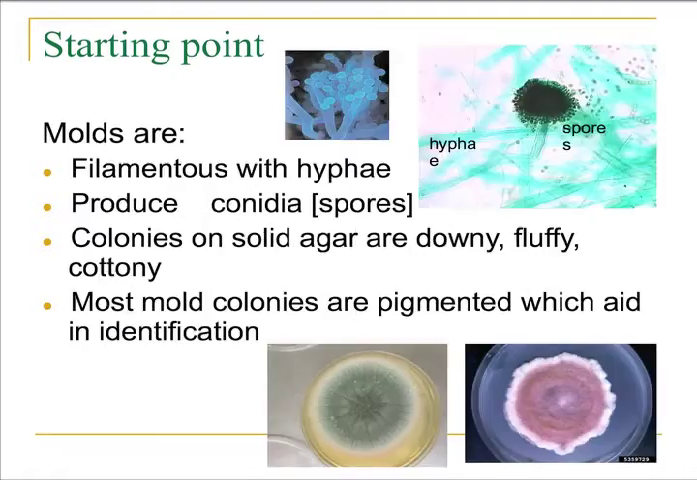On the next slide, we will talk about what molds basically look like. Molds are very different than the yeast organisms, of course. They are filamentous with hyphae, and they produce colonies on agar plates that look fuzzy or hairy. They produce conidia or spores, and the colonies on solid agar are either downy, fluffy, cottony, and molds can experience some beautiful colors that can be very helpful in their identification.